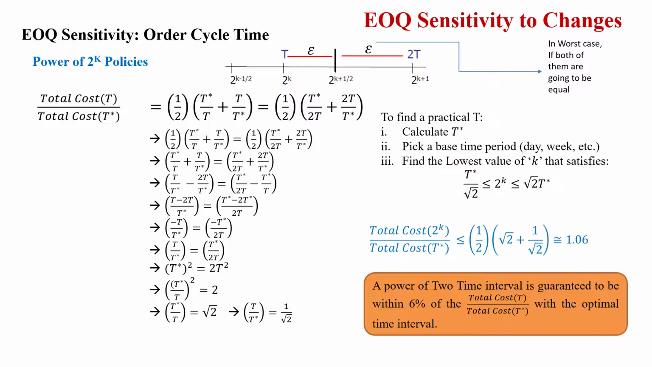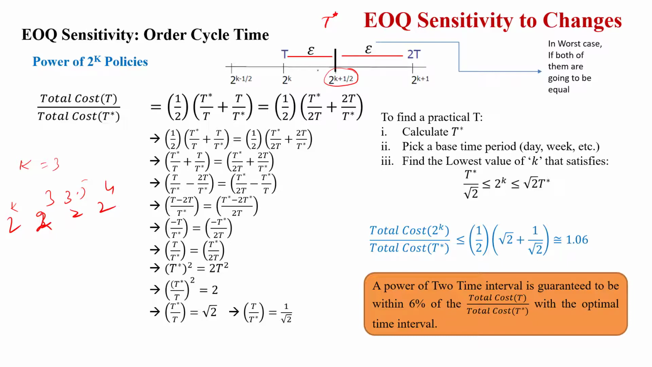As you can see, T star must lie between 2 power k and 2 power k plus 1. Ultimately we want to reduce the error. In a worst case scenario, T star could be exactly at the midpoint. If k is equal to 3, then 2 power 3 and 2 power 3 plus 1, the center is going to be 2 power 3.5. So in a worst case scenario, it might be possible that both have the same difference.